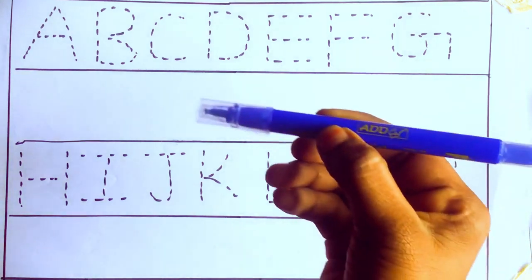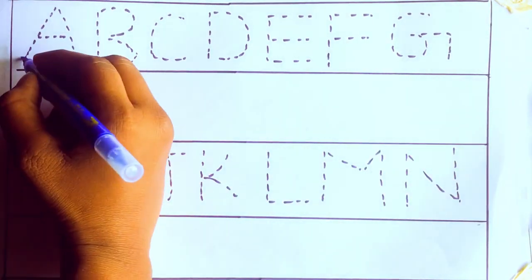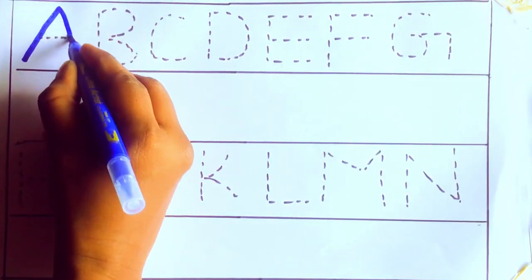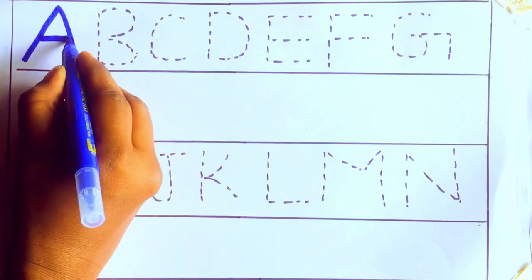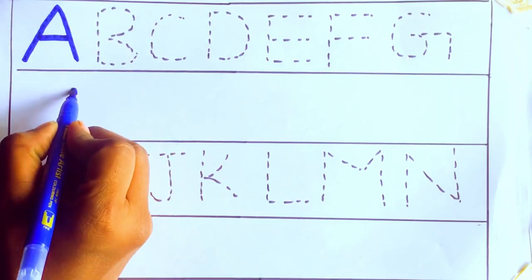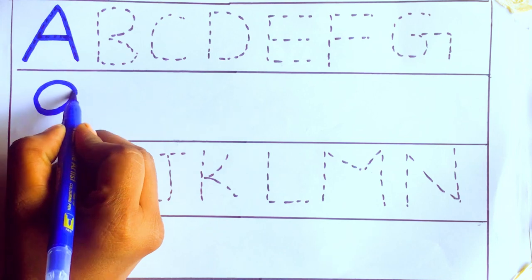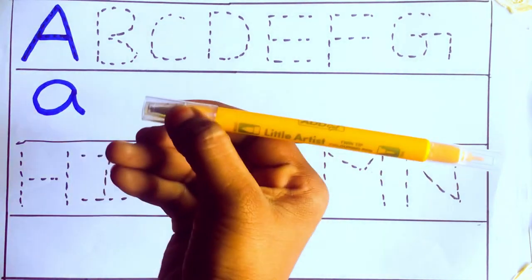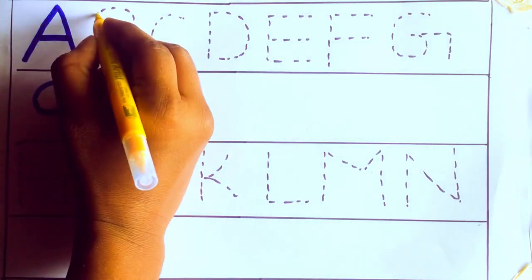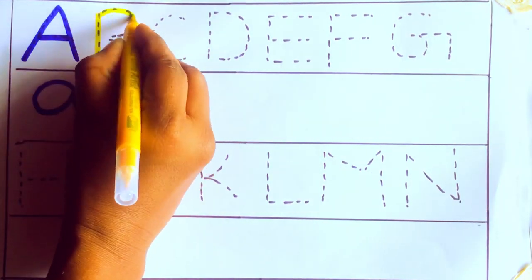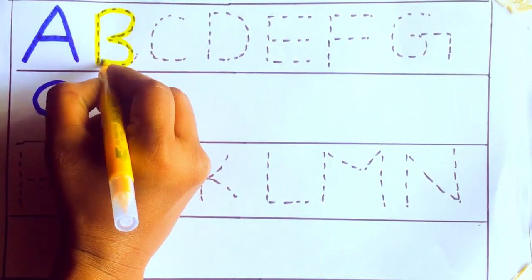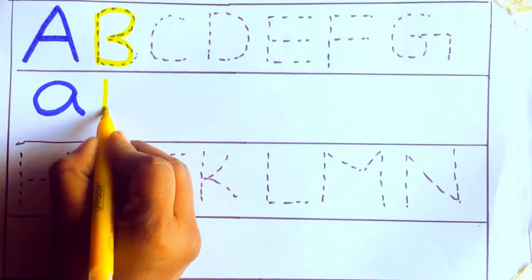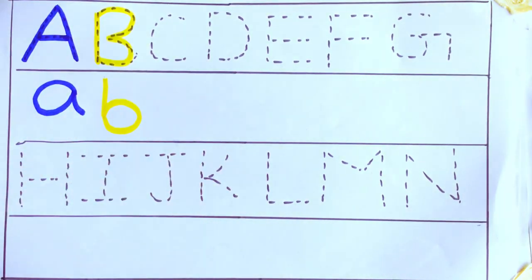Okay, let's draw the alphabets. Blue color, A, capital A, small A for ant. Yellow color, B, B for ball, small B for ball.